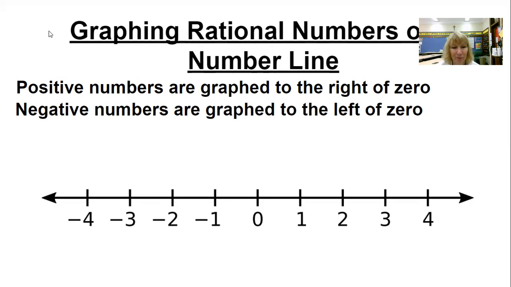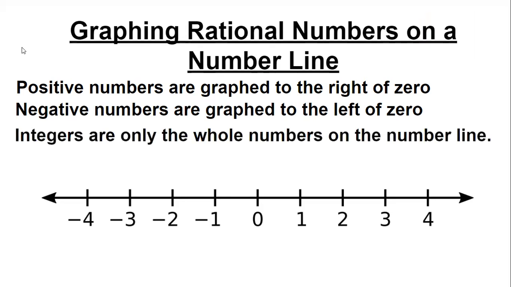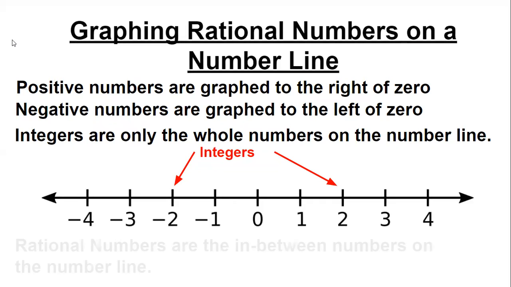And I'm going to actually close myself out so you can see the whole screen here. Integers are only the whole numbers on the number line, right? So we've talked about integers, we've done a whole unit on that. So there's some integers. You could say -3 is an integer, -4, 1, 2, 3, 4, 5, 6, 7, 8, 9, 10, 0. They're all integers.